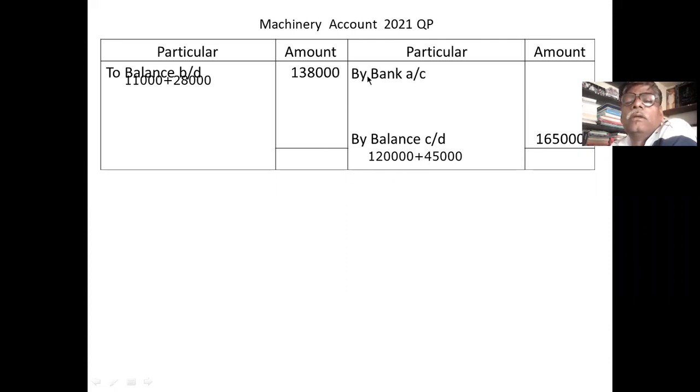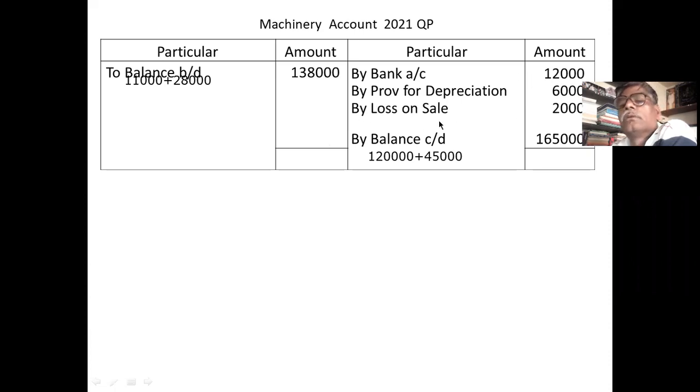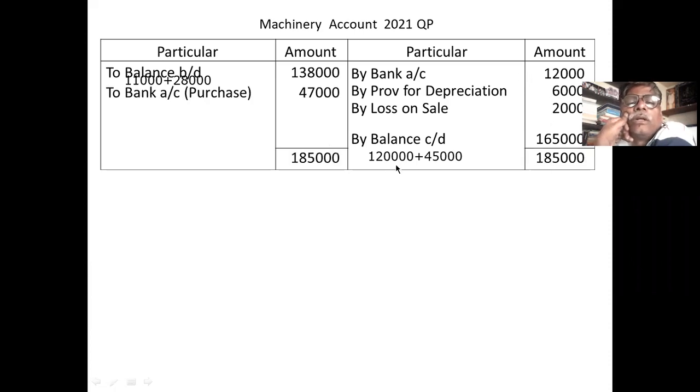Then you take the by bank. By bank means sale of machinery. Machinery sold for 12,000. By depreciation, provision for depreciation account, you write the heading. Depreciation charge is 6,000. Clear? And loss on sale is 2,000. Like this you write. Now you take the total of this account. The difference is called purchase. The difference is 47,000, so 47,000 is called to bank. To bank means purchase. This is the purchase and this is the sale. Purchase is called outflow and sale is called inflow. You have to consider that.